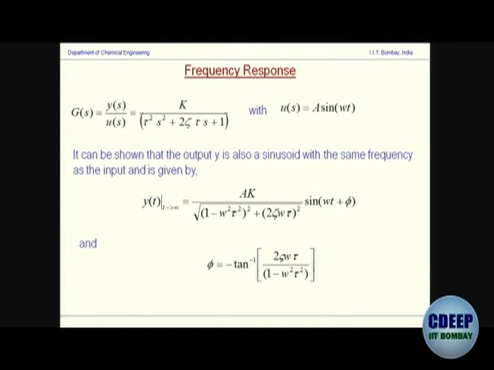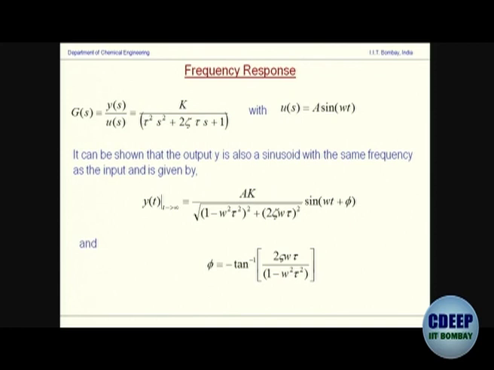The expression also shows a phase lag, just like what you see in a first order system. So, that also is similar. The difference is in this term. In the first order system, you had what in the denominator? Square root of omega square tau square plus 1. That is what you had in the denominator. Now, you have a slightly different term, A K over this. Here the phase lag is also given by this.